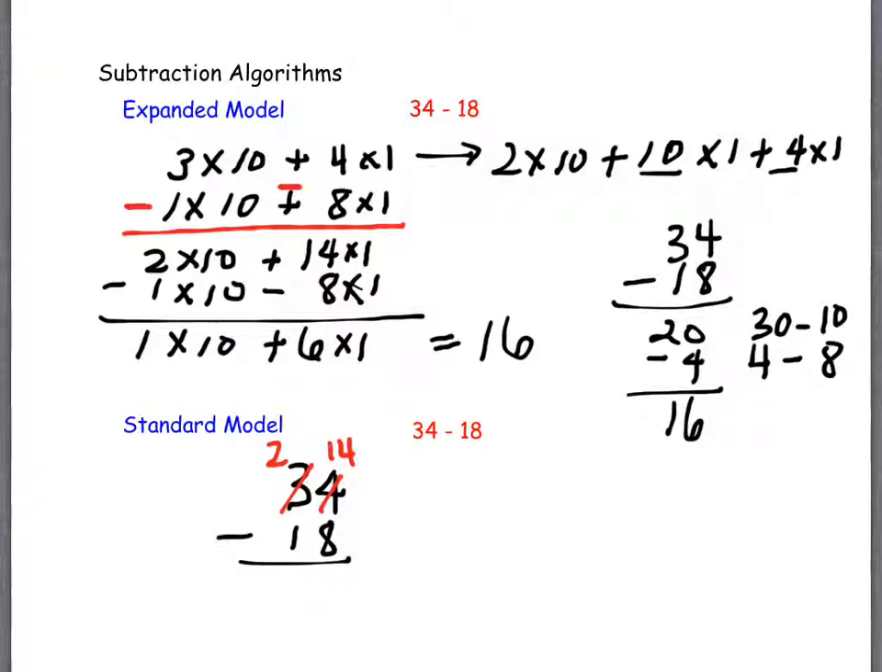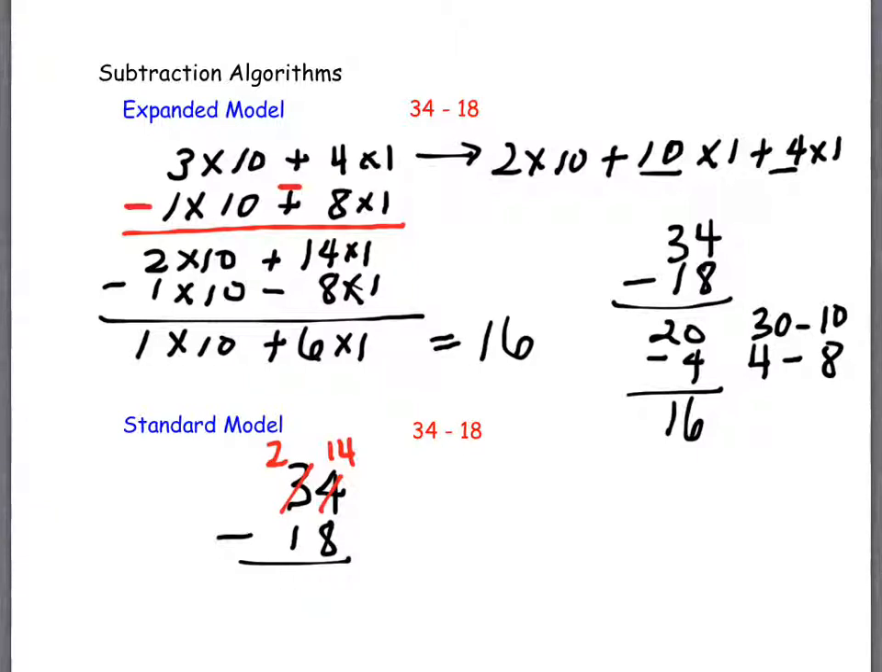What in the world did we do to make the 3 become a 2 and the 4 become a 14? We took the 10 away. We took the 10 and we turned it into 10 ones, right? And with the number 4 that was already there, that's the 14. So that's why it happened.